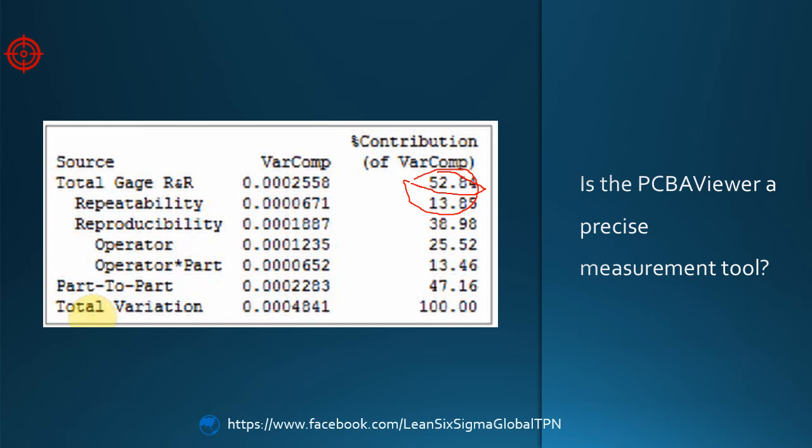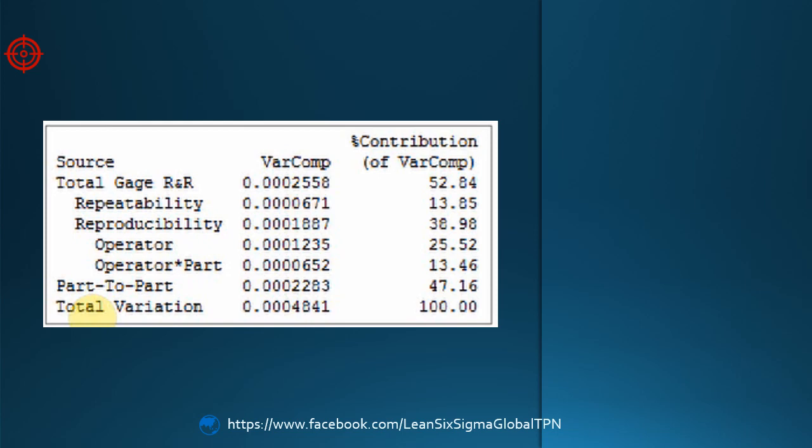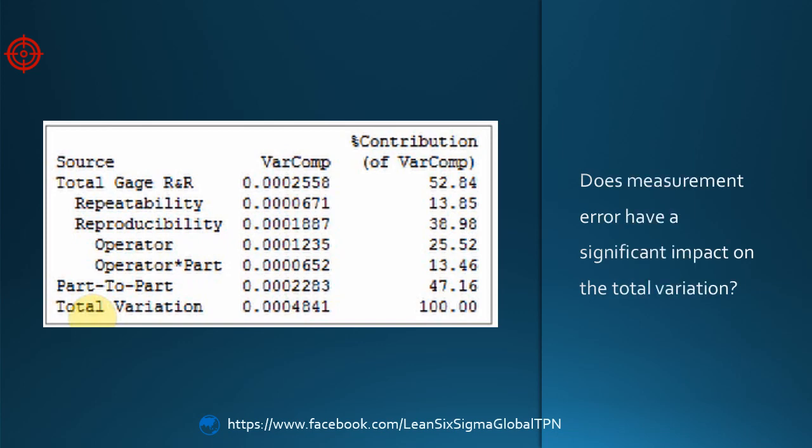In a good measurement system, most of the variation should come from part-to-part variation. So based on the gauge R&R results, the PCBA viewer is probably not a precise measurement tool, but can we be sure? Does the measurement error have a significant impact on the total variation? In the next lesson, we'll use ANOVA to test the significance of our gauge R&R results.